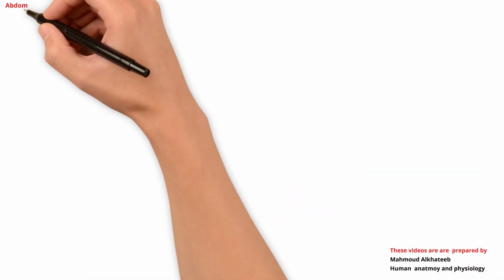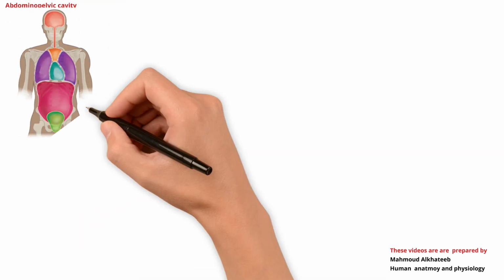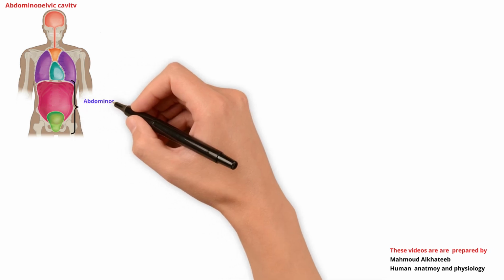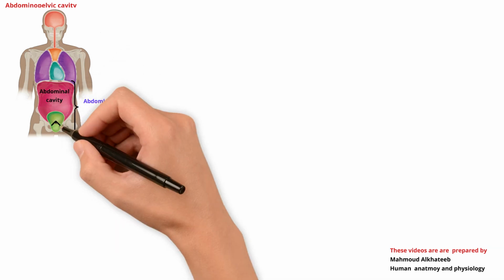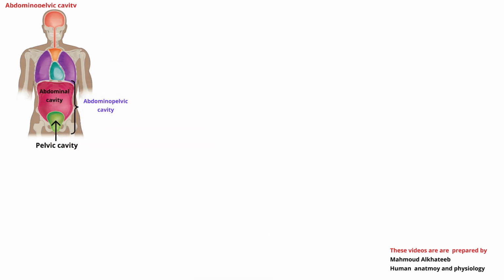The abdominopelvic cavity is a continuous space within the human body that extends from the diaphragm down to the pelvic floor. It is divided into two regions: the abdominal cavity, which occupies the upper portion, and the pelvic cavity, which lies below. However, there is no physical separation between these two cavities, and they house essential organs involved in digestion, excretion, and reproduction.